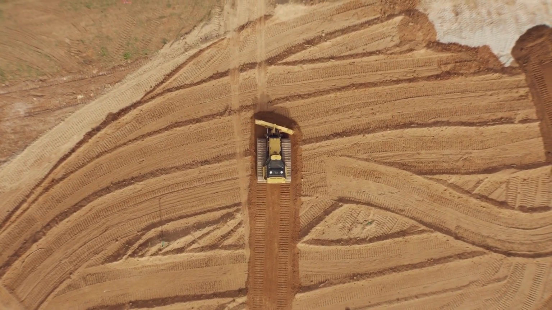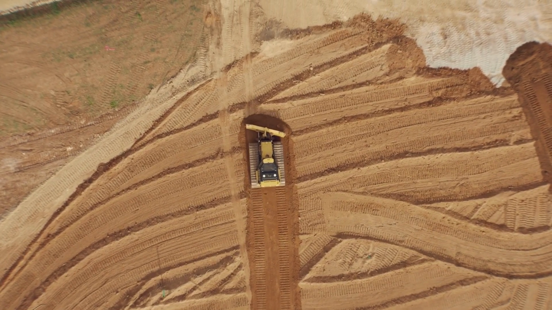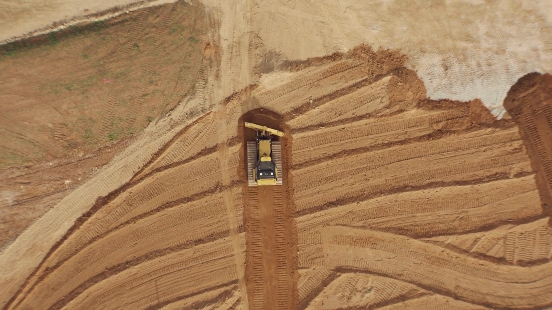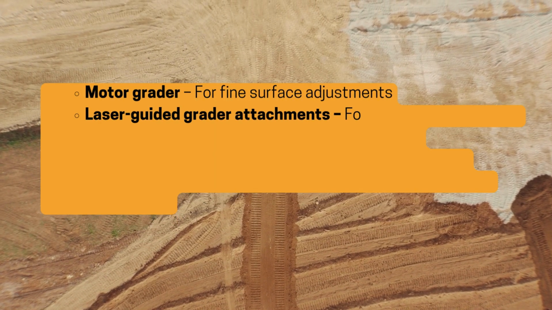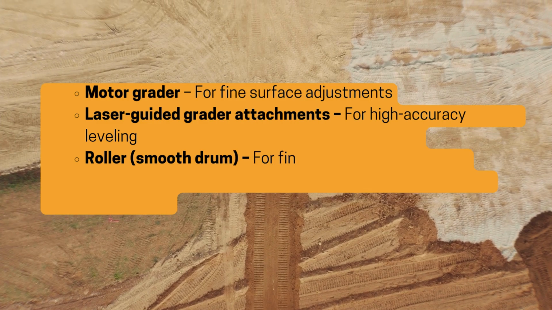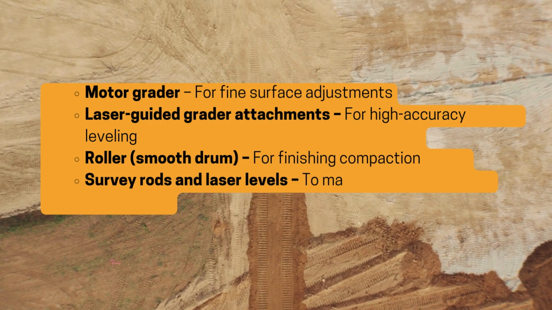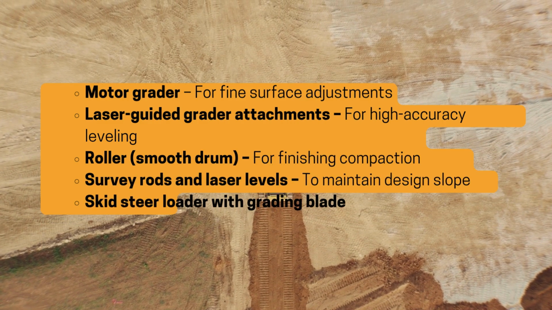So the equipment used is typically more refined and often paired with control systems. These include motor graders with fine adjustment blades, laser-guided attachments, smooth drum rollers, skid steer loaders with grading blades, laser levels, and grade rods.